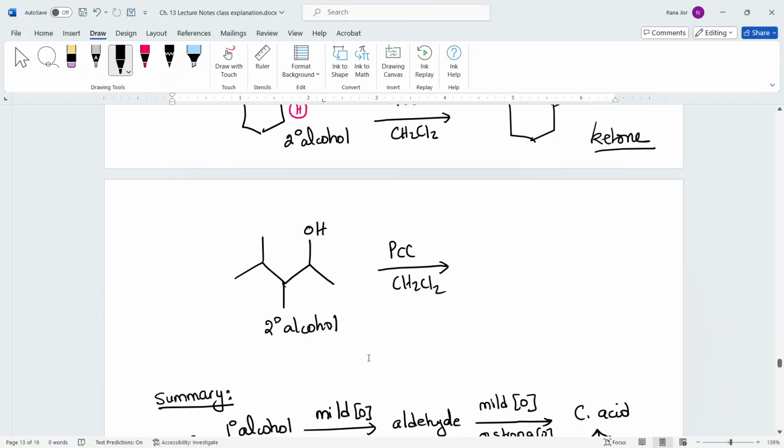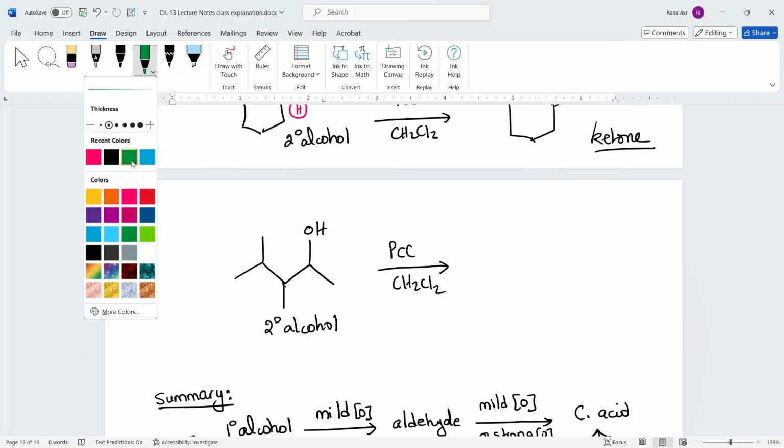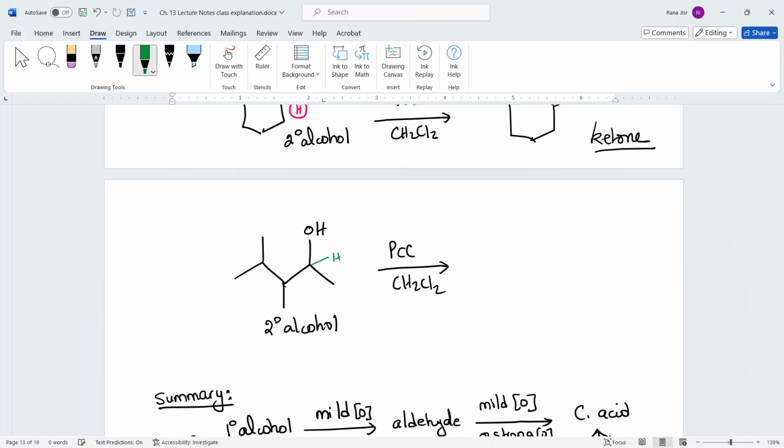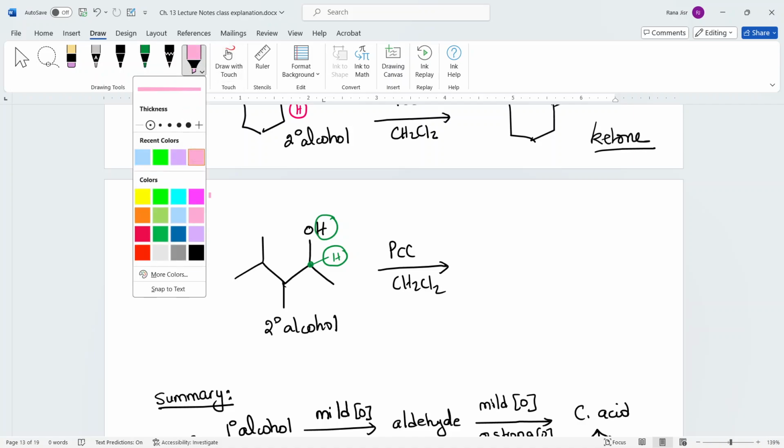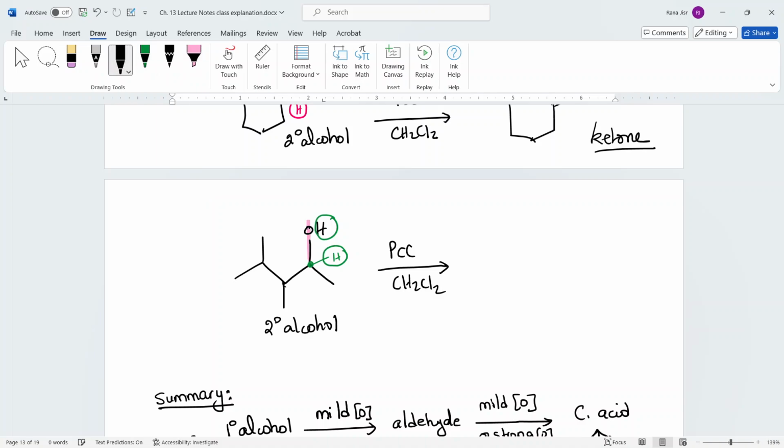And the same thing, this is a secondary alcohol. So what I have here is a hydrogen on this oxygen. So I'm going to end up losing this hydrogen. I'm going to end up losing the hydrogen on the OH and creating a double bond between the carbon and the oxygen. And my product is going to simply look like this. Don't forget the CH3, and that is going to be my ketone.